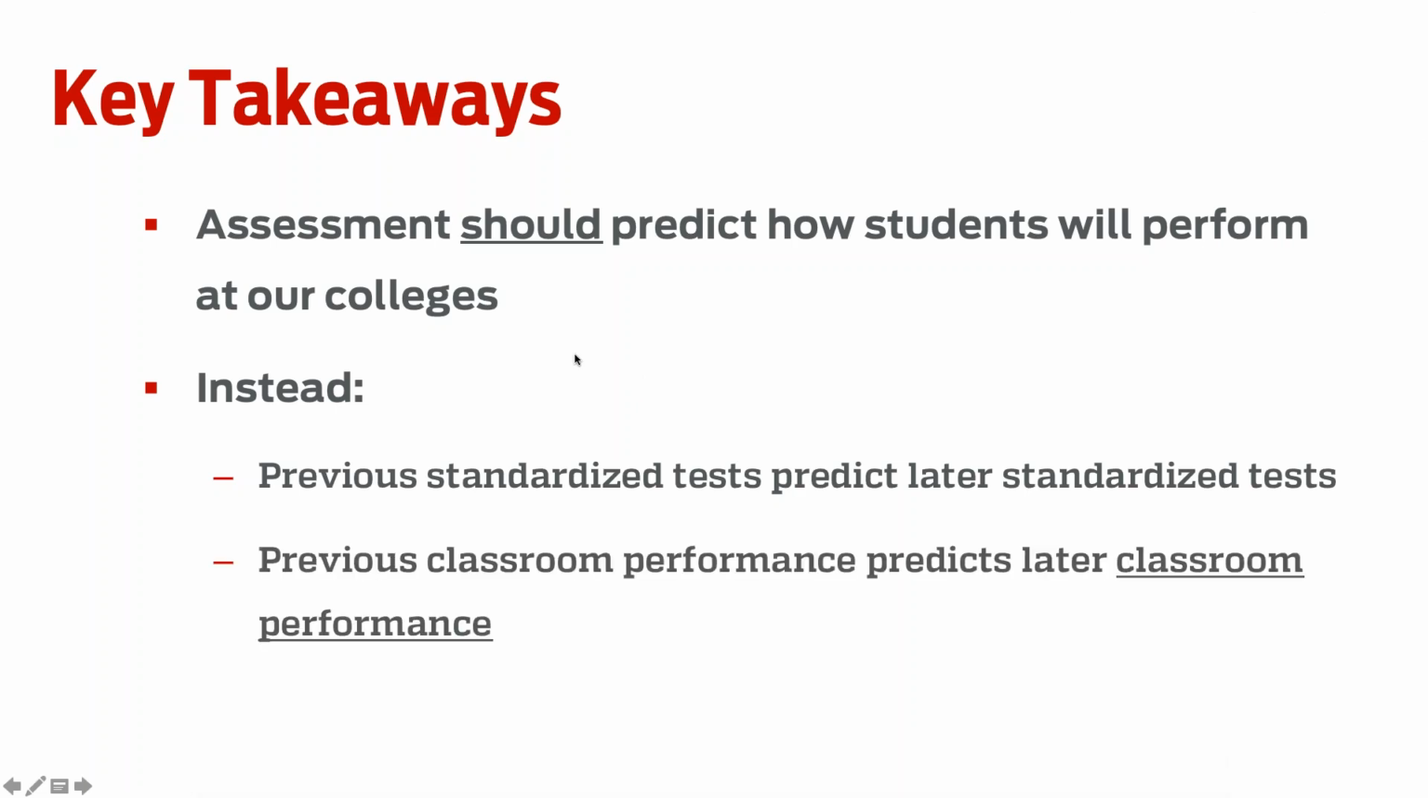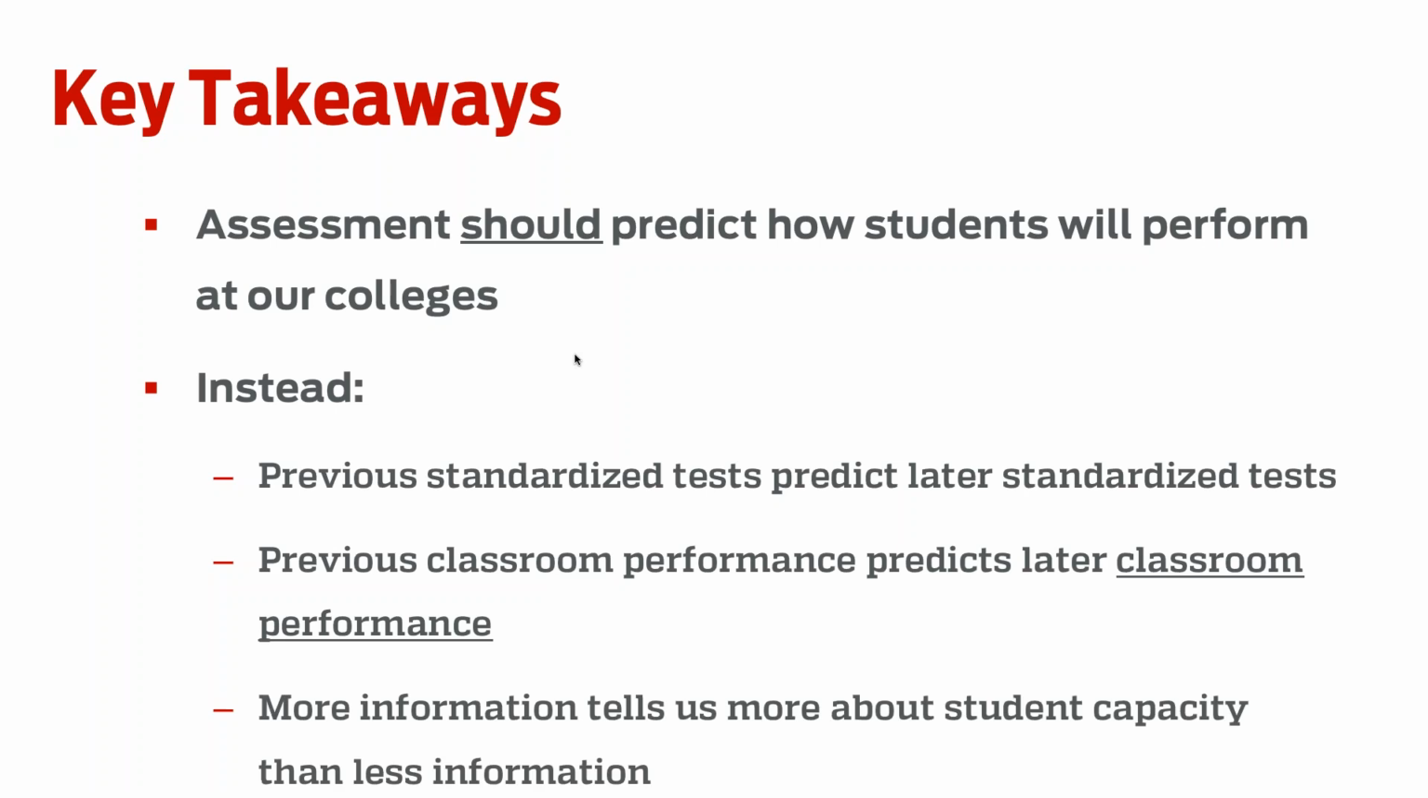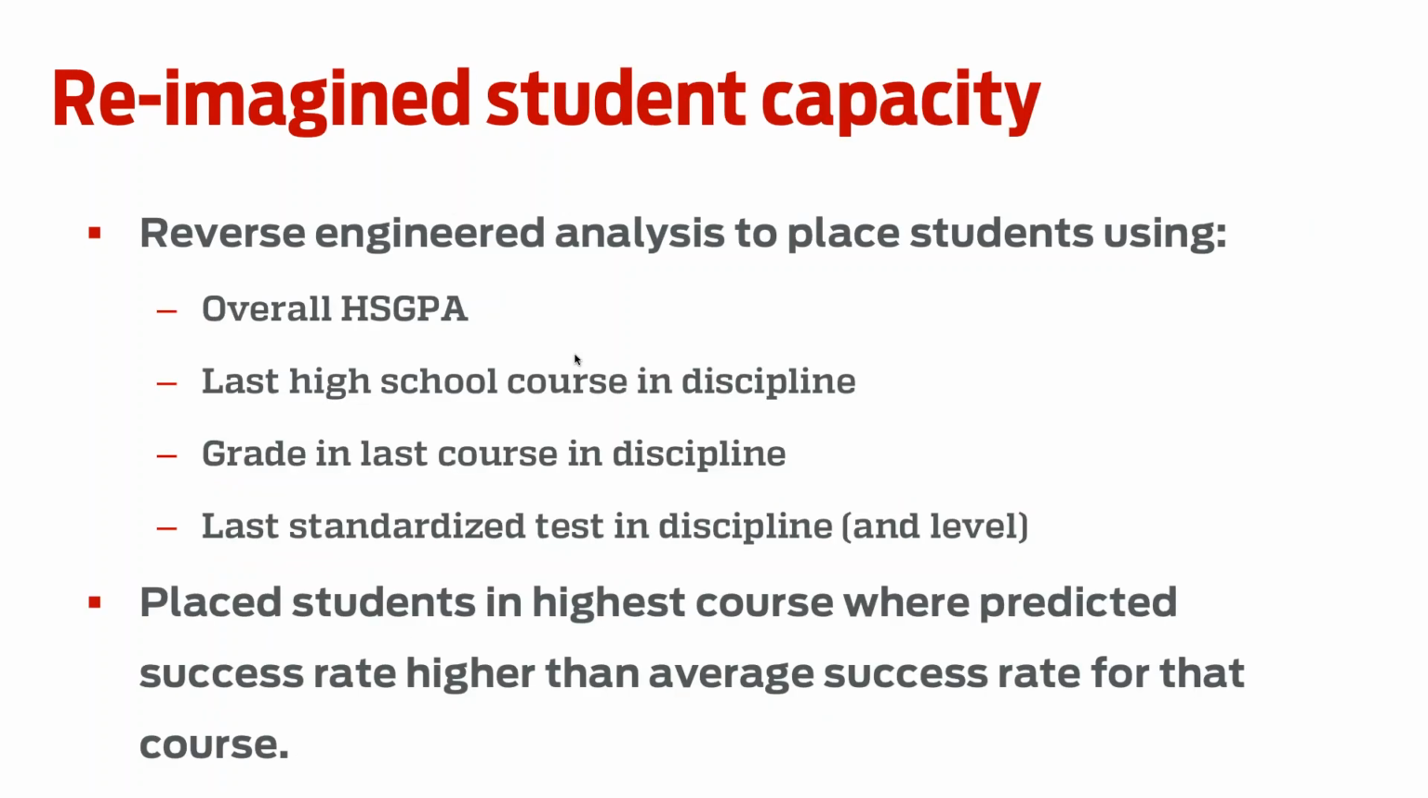Previous classroom performance powerfully predicts later classroom performance, especially classroom performance across lots of classes. And it doesn't actually predict standardized test performance very well. And generally speaking, more information is going to tell us more about a student's capacity to succeed in college than less, right? And so if we can, we want to use all of the information that predicts their performance to get them in the right class. And so that's what we did at Long Beach City College.